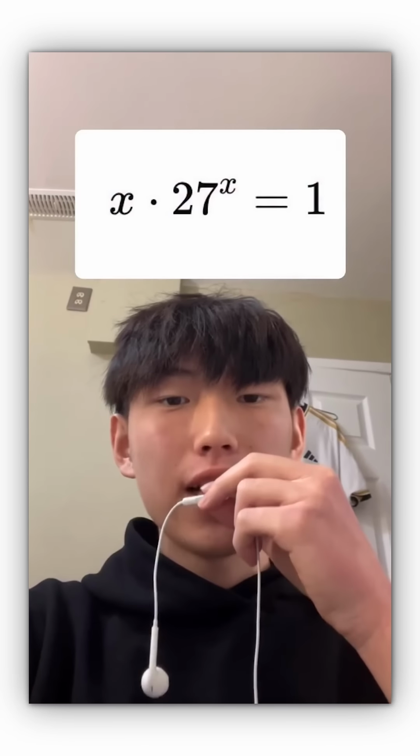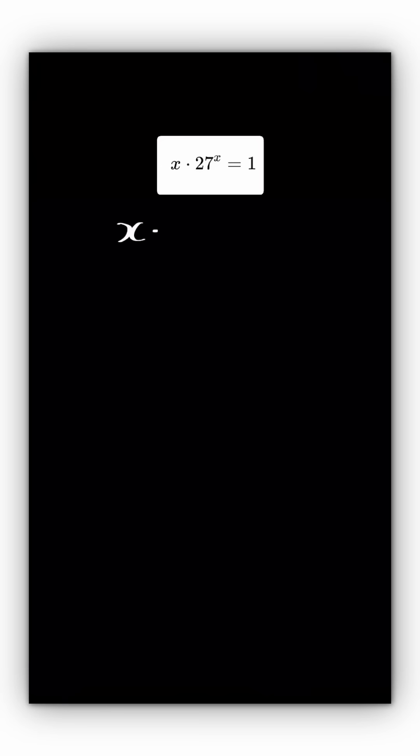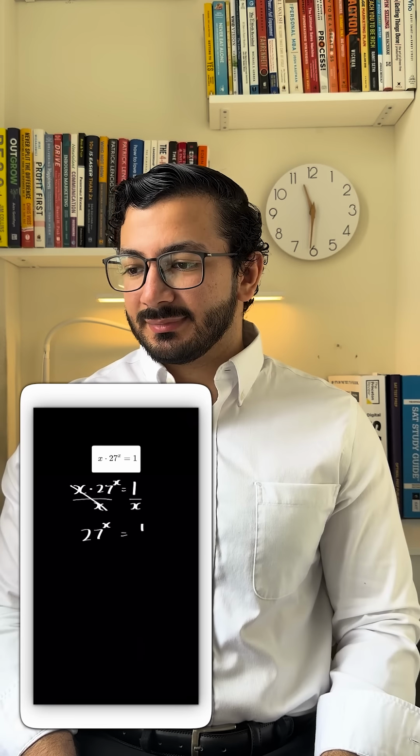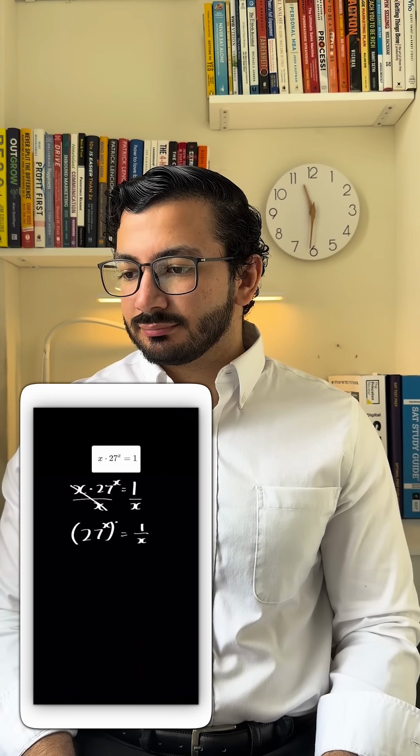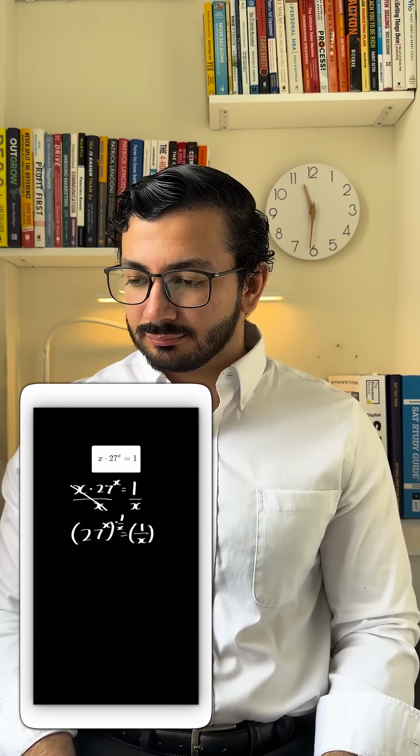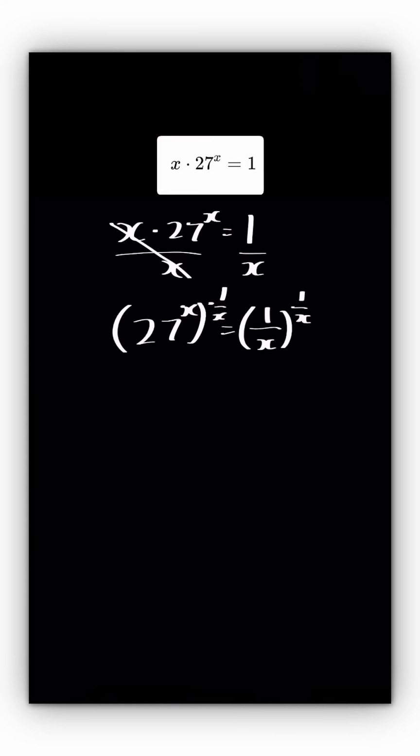Okay, this might be the hardest SAT question of all time. Okay, so x times 27 to the power of x equals 1. We want to isolate 27, so we would divide each side by x. So it would just be 27 to the power of x equals 1 over x. And to isolate 27 again, we would put these numbers to the power of 1 over x, and same on the right hand side, 1 over x, so the x's would cancel out.